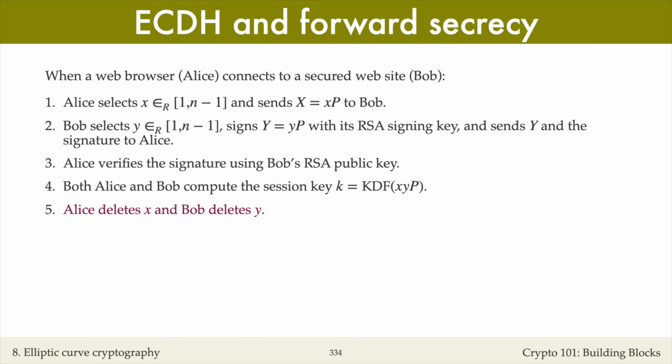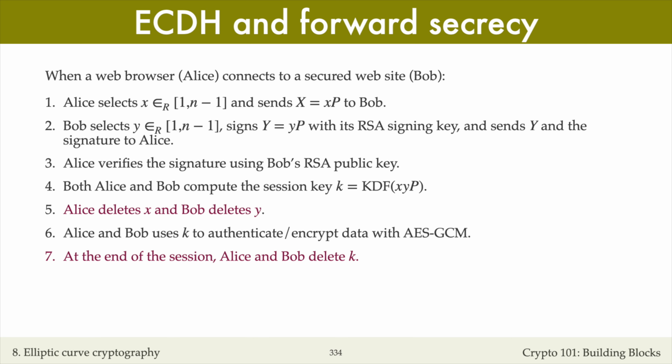Next, Alice deletes her secret x, and Bob deletes his secret y. The session key k is used to authenticate and encrypt, perhaps with AES-GCM, all data exchanged for the remainder of the session. At the end of the session, Alice and Bob delete the session key k. Note that forward secrecy is provided.